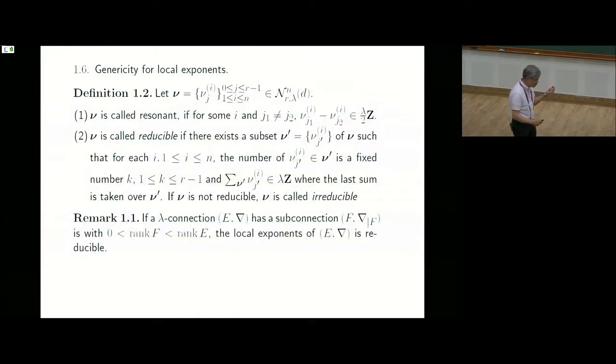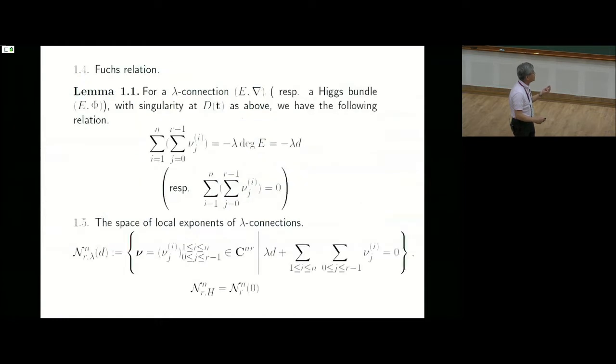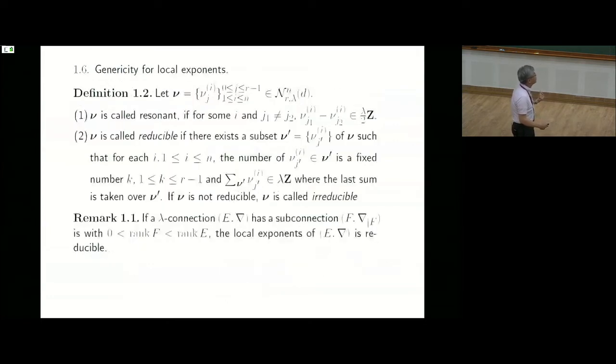So what does it mean? We are considering the following situation. If you have a Nabla, if you have a sub-bundle F which is stabilized by the Nabla, Nabla F is in F, then this F Nabla becomes the sub-connection of E Nabla. Then this F Nabla also satisfies the Fuchs relation. And essentially this condition is the possibility of the reducibility.